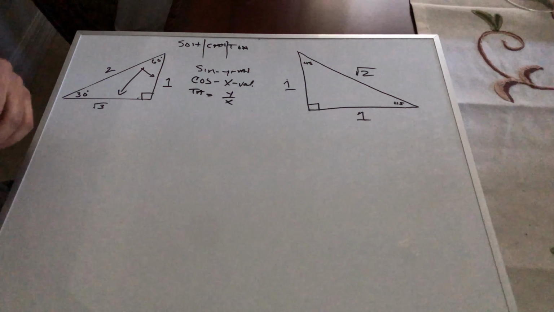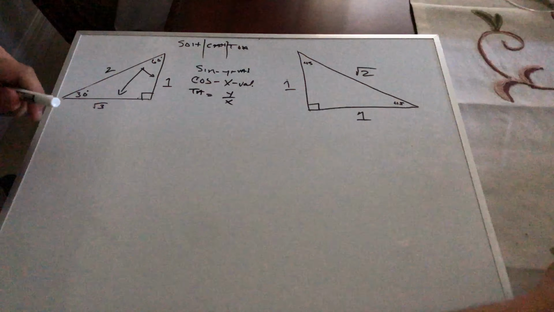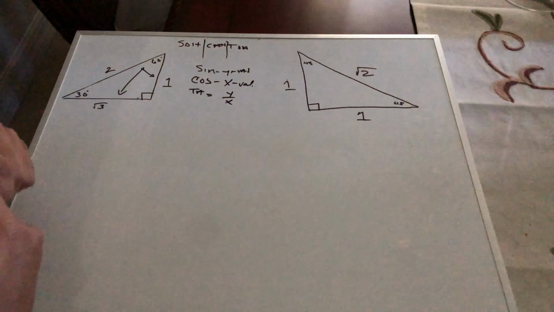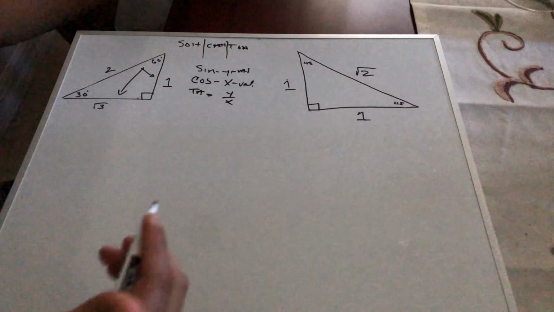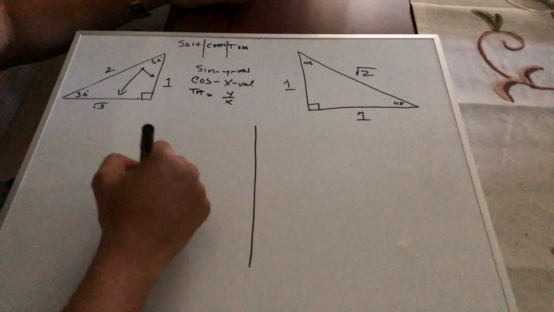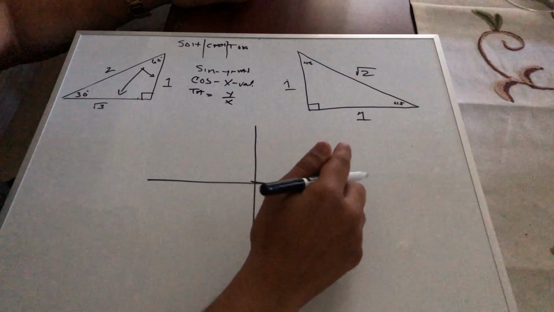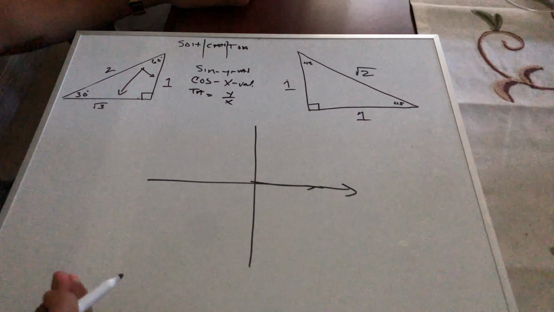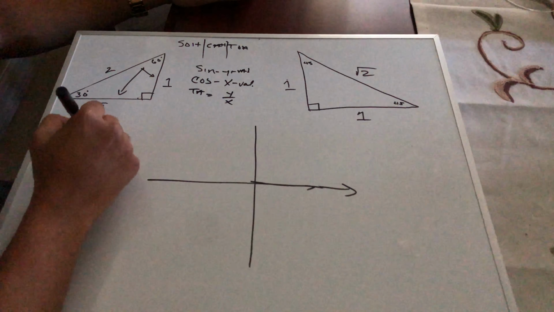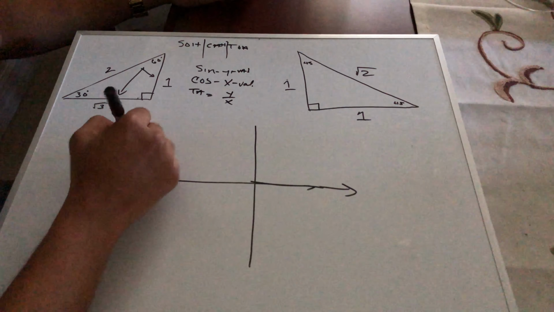All right, guys, let me give you another example. What if I give you sine of, let's try 150? That's a terrible line. There we go. So sine of 150, and I want sine of 150 degrees.